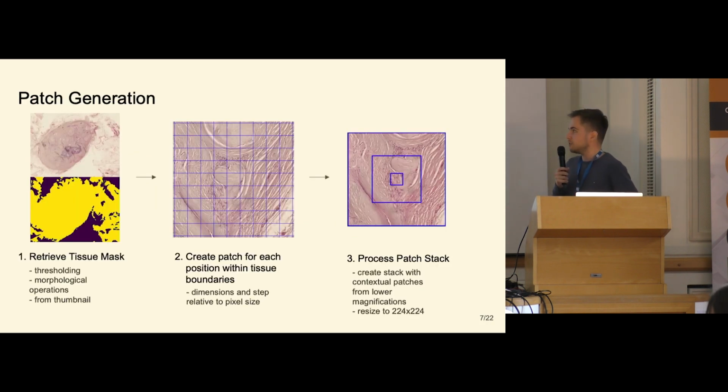First, the generator generates a tissue mask through thresholding and morphological operations to avoid training on empty regions of the slide. The second step is creating patches, the dimensions of which are determined by pixel size in microns, and then we process contextual patches from lower levels of magnification and create a stack.